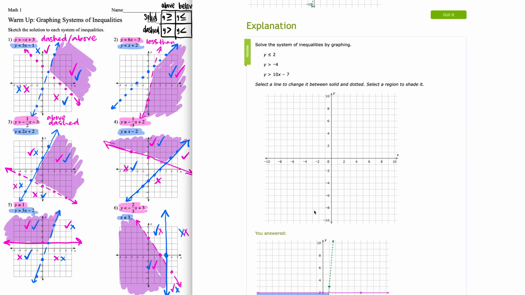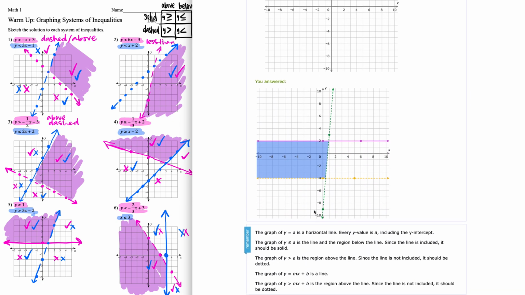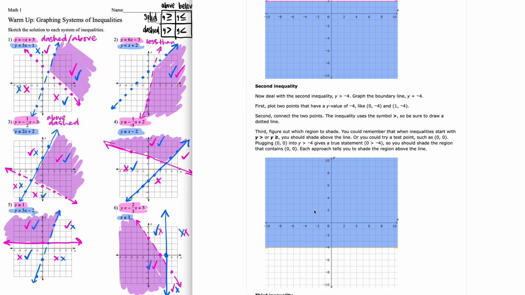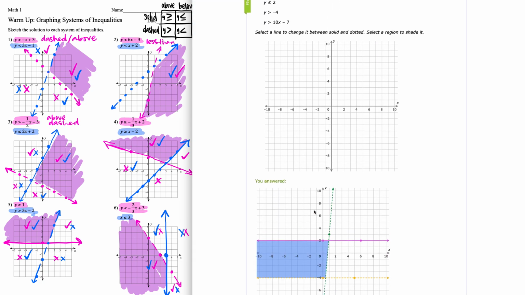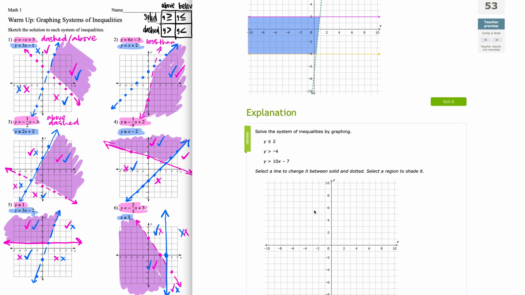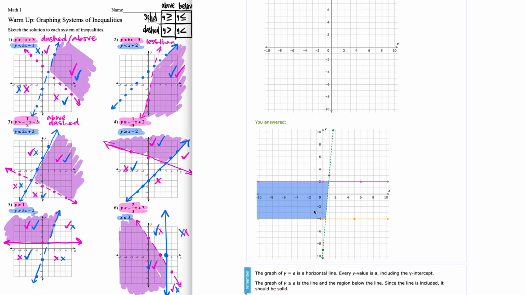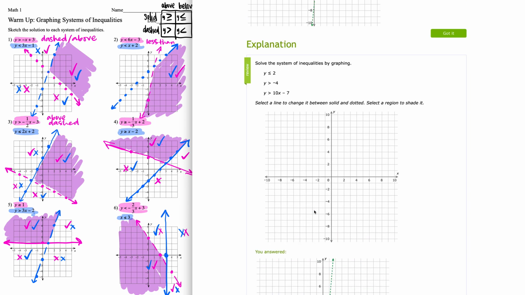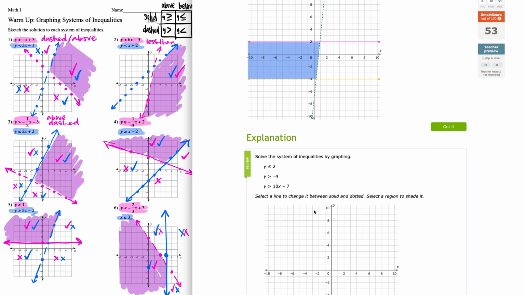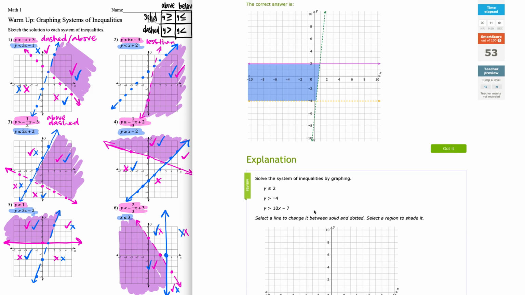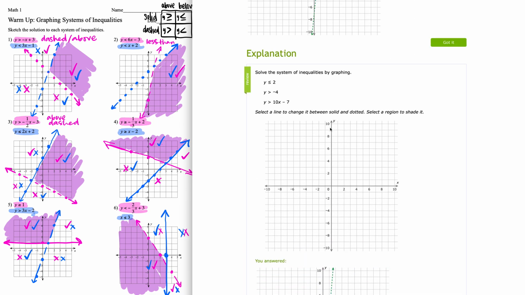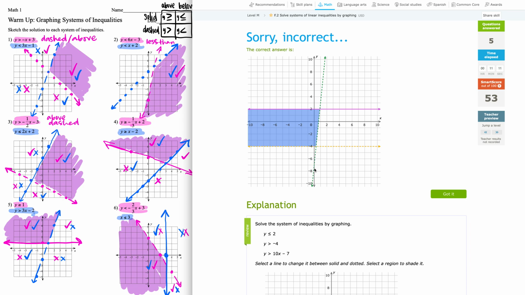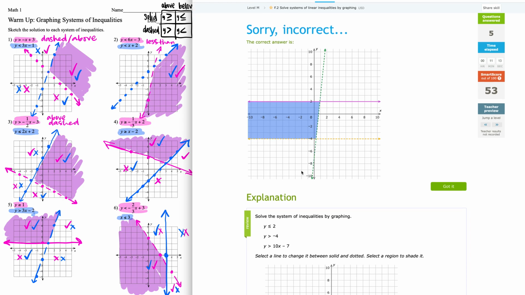I messed up. What did I do? I answered, where's the right answer? What did I do? Sorry, the correct answer is this. What you guys are telling me when you're saying I did it right, but it marked me wrong? I can't really tell. 2, -4, 2, -4. That's -7 and 3. -7, 3, and dotted.